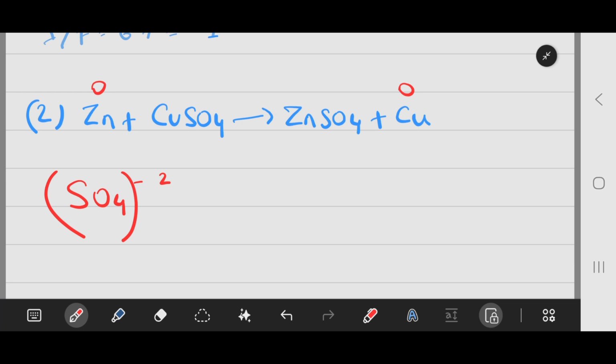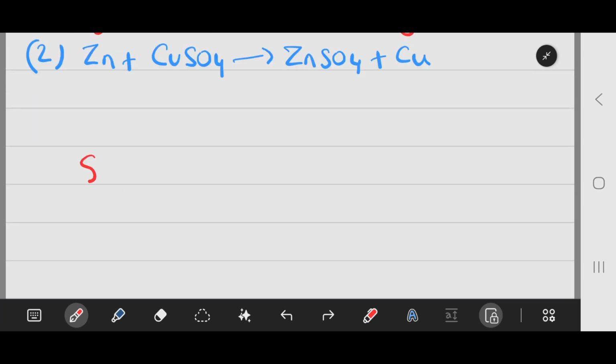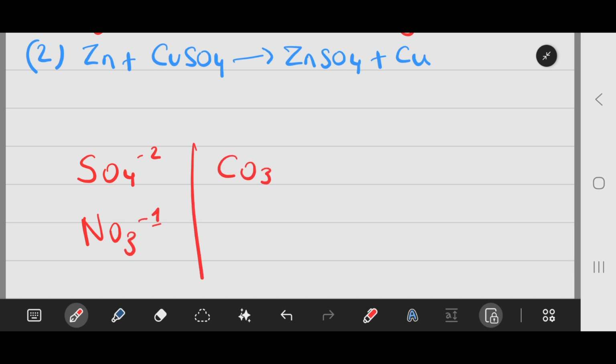I hope you know this because this is a very important term that we need to remember in redox reactions. There's a list of radicals that you need to remember. Let's just write them down over here. So we have SO4 minus 2, NO3 minus 1. Next we have carbonate, you have hydroxide, and you have ammonium.